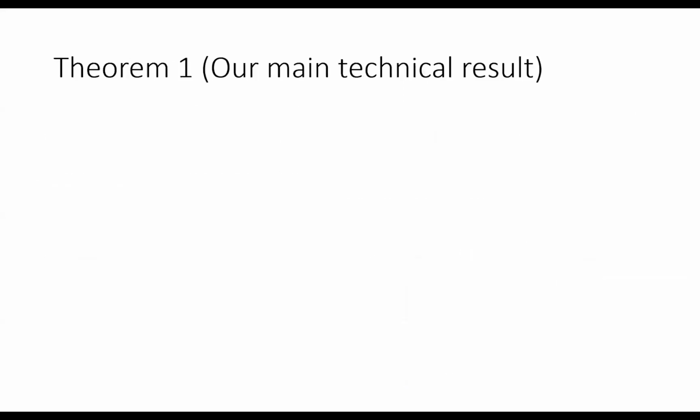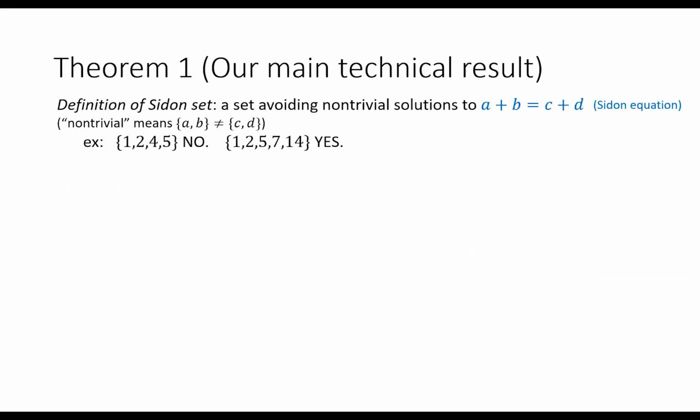Let's first talk about our main technical result. First, we need the definition of a Seidel set. This is a set of numbers that avoid non-trivial solutions to this Seidel equation, a plus b equals c plus d. Here are two examples. The first example is not a Seidel set because it contains a solution 1 plus 5 equals 2 plus 4, while the second example is a Seidel set.